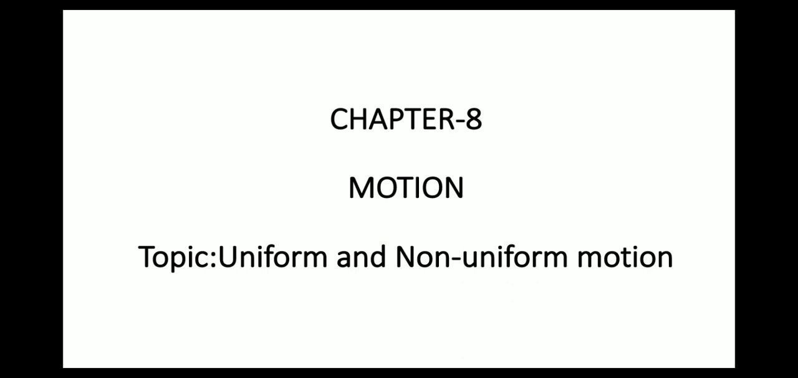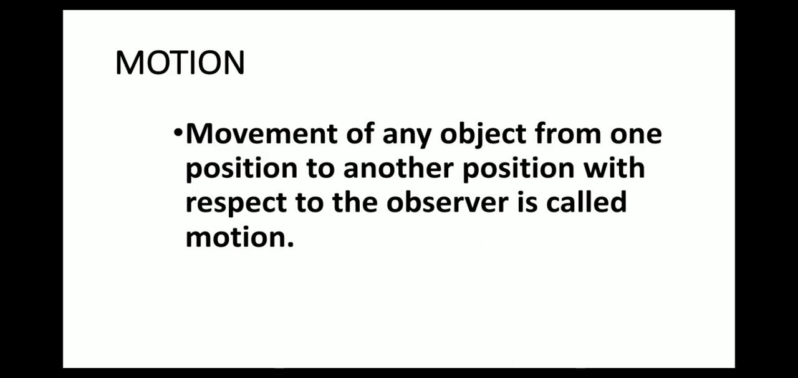Chapter 8, Motion. The topic is Uniform and Non-Uniform Motion. First of all, we learn about what is motion. Movement of any object from one position to another position with respect to the observer is called motion.